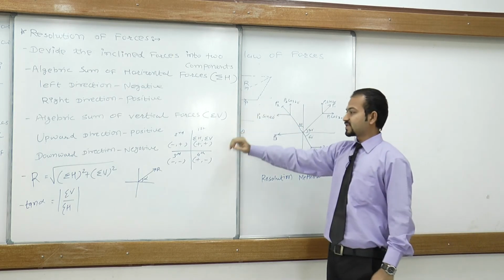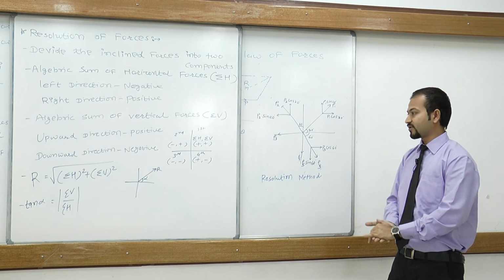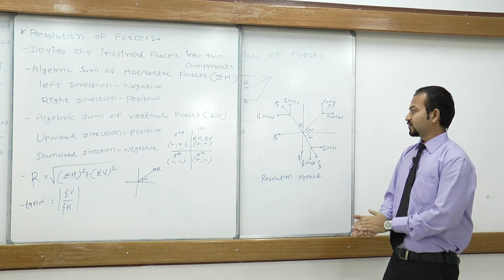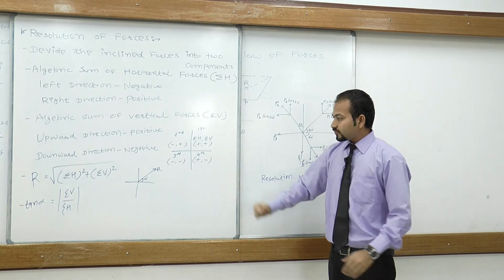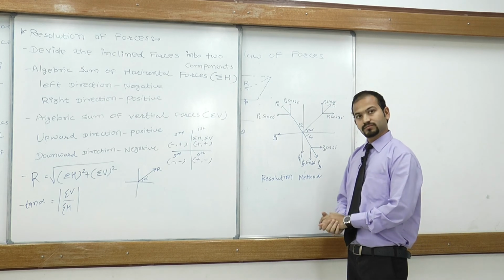After finding sigma H and sigma V, we find the resultant force R equal to under root sigma H square plus sigma V square, and its quadrant. Then we find the direction of the resultant force.